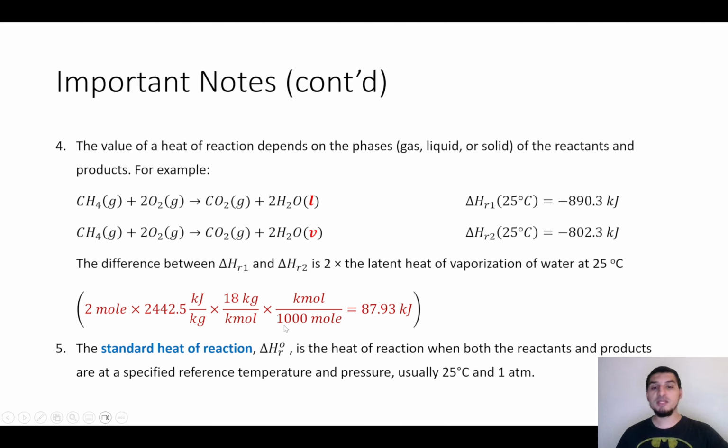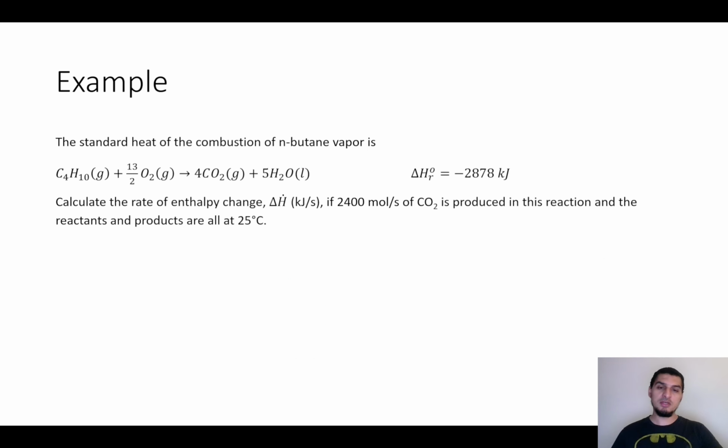So if we have the reaction taking place at these conditions, meaning that the reactants and the products are at the same temperature and pressure, this is what we call the standard heat of reaction. We will understand in one or two videos why we call it the standard heat of reaction, and why these special conditions are important. Okay, so let's try to apply these notes on a few examples.